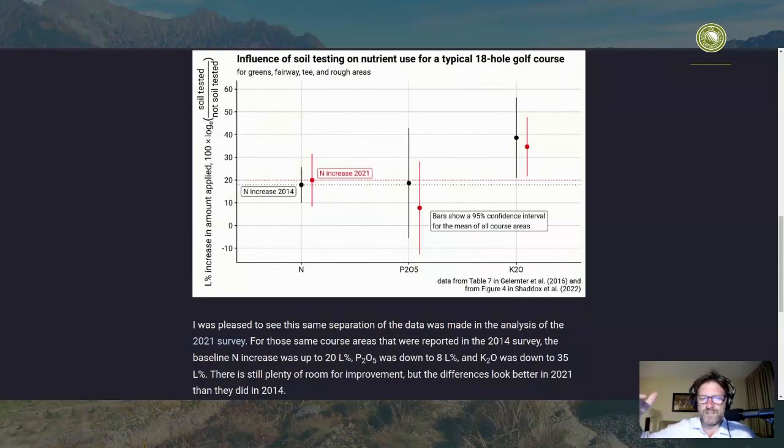With phosphorus, the average is actually lower than that. With potassium, the average is higher. It's 35%, meaning there's a 35% increase in potassium. And I'm using nitrogen as the baseline at 20%. But the good thing is, compared to 2014, in 2014, it was about 39% increase in potassium. So the potassium is also decreasing just a little bit for those who soil test.